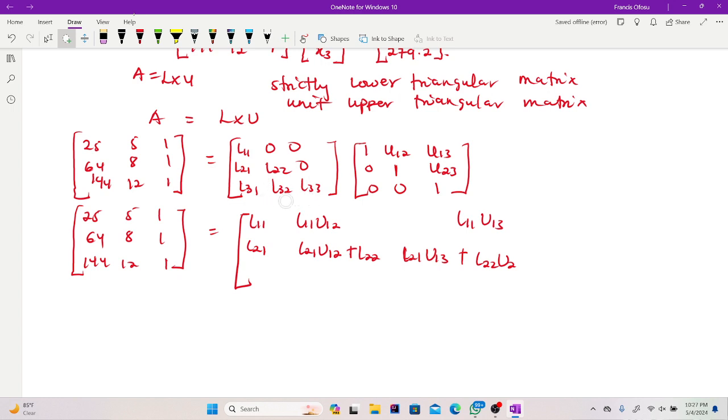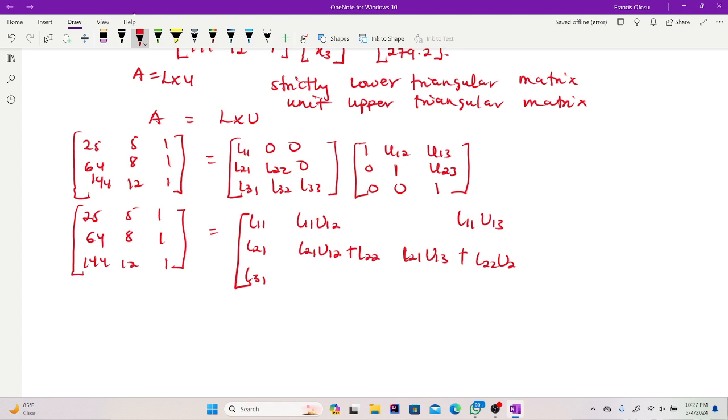So after doing this, the next thing here is to go for my last column, my last row, sorry. So this row is also going to multiply everything in this column. So L31 by 1 is what? L31. Is that not it? Then L32 by 0 is 0. L33 by 0 is also 0. So I'm only left with L31 here.